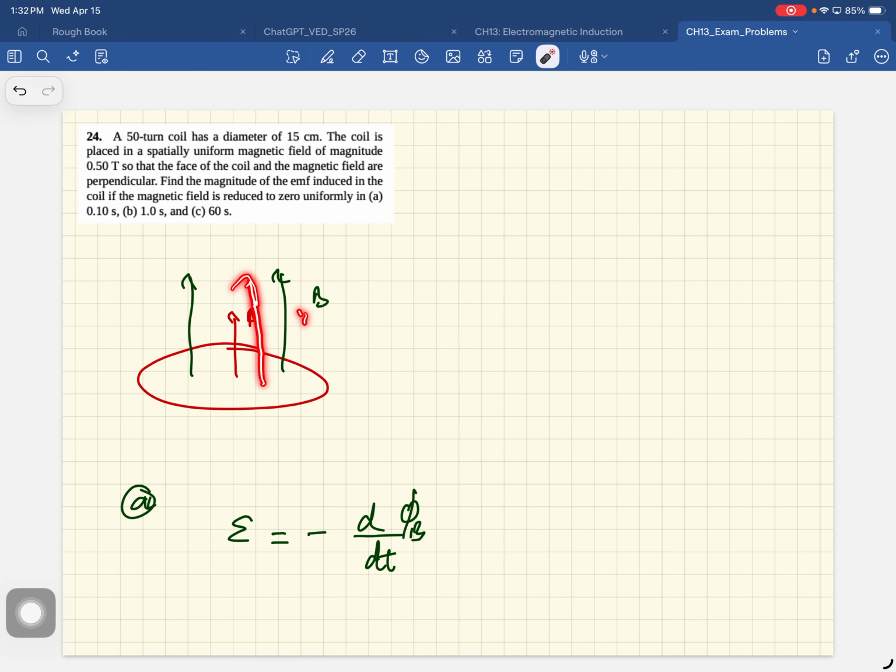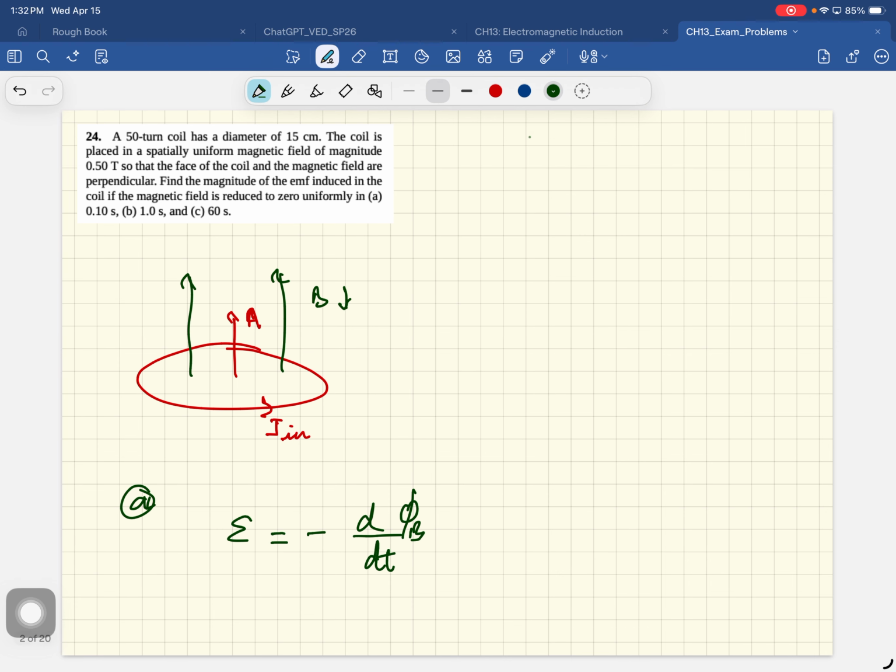A single turn circular loop of wire of radius 50 millimeters lies in a plane perpendicular to a spatially uniform magnetic field. During a 0.1 second interval, the magnitude of the field increases uniformly from 200 to 300 millitesla. Determine the induced EMF in the loop.